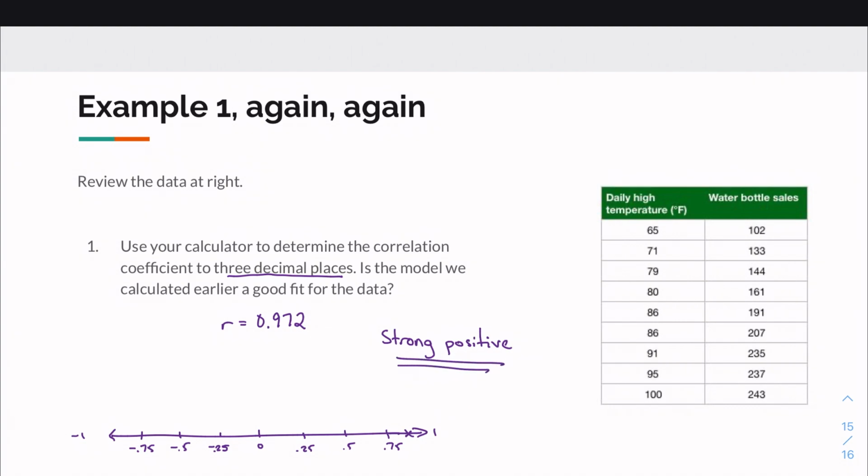So is the model that we calculated earlier a good fit for the data? Yes, it is, because it's a strong correlation, and the strong correlation is what makes it a good fit for the data. Right? The closer it is to 1 or negative 1, the better a fit for the data it is. So this is a really good fit for the data that I've come up with here.